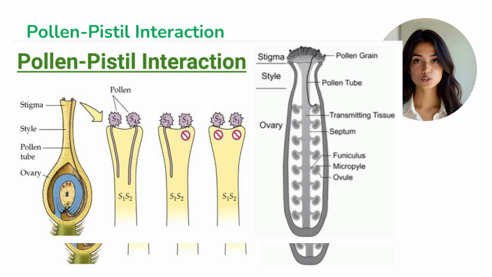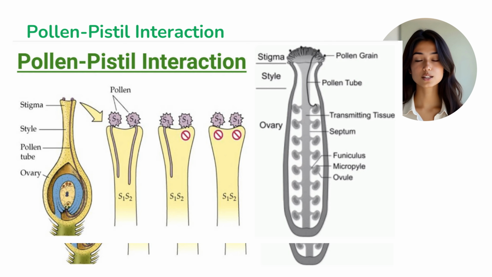Pollination may deliver the pollen to the stigma, but not every pollen grain is welcome. What happens next is a selective interaction called the Pollen-Pistil Interaction. As the pollen lands, the pistil evaluates it. Is it from the right species? Is it genetically compatible? This isn't guesswork, it's a chemical conversation between the pollen and the pistil.